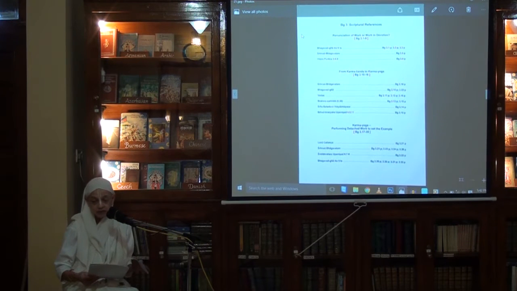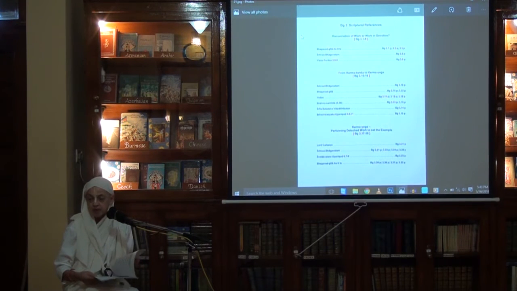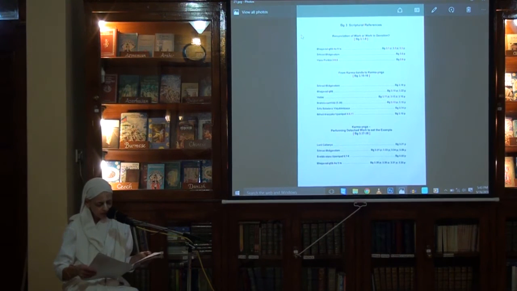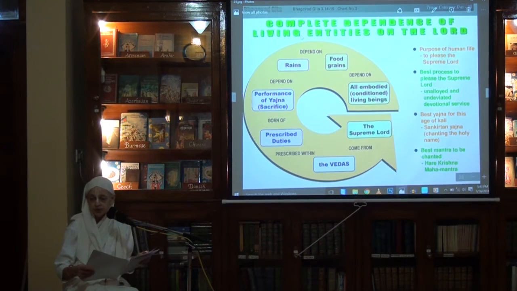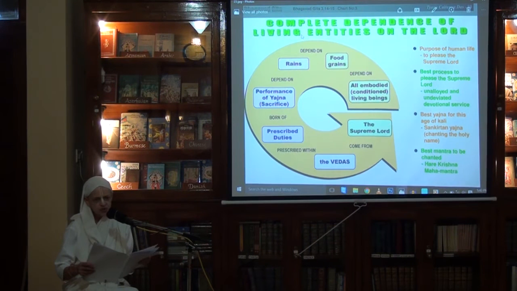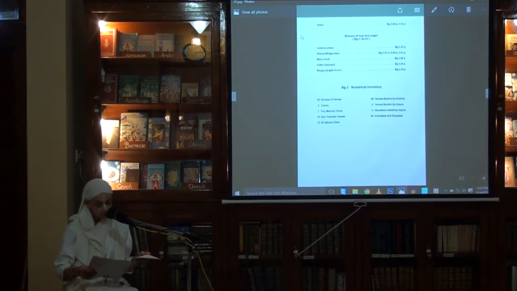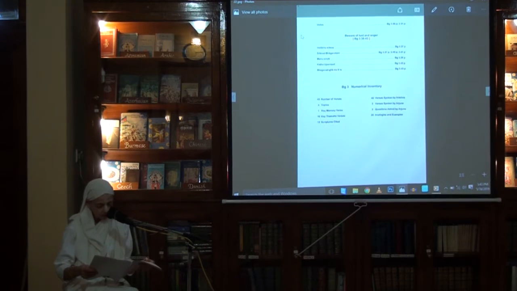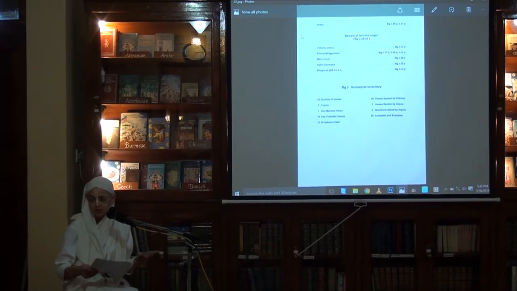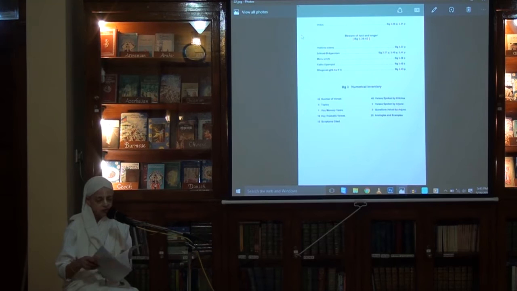scriptural references. That's required. How many books has Prabhupada cited? Which ones and where? Any book does that. After that, there's a tiny little section called numerical inventory. And this is, again, just checking over what's in this chapter. Number of verses, how many topics, how many memory verses, how many verses Krishna speaks, Arjuna. It's just a nice little inventory.